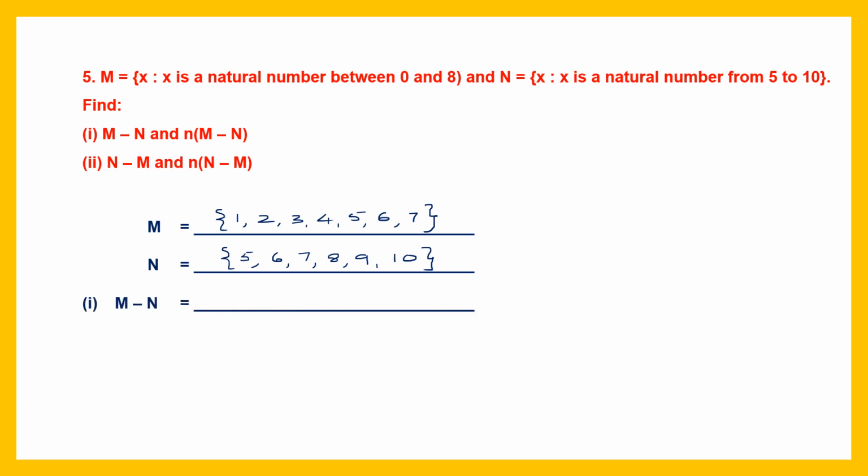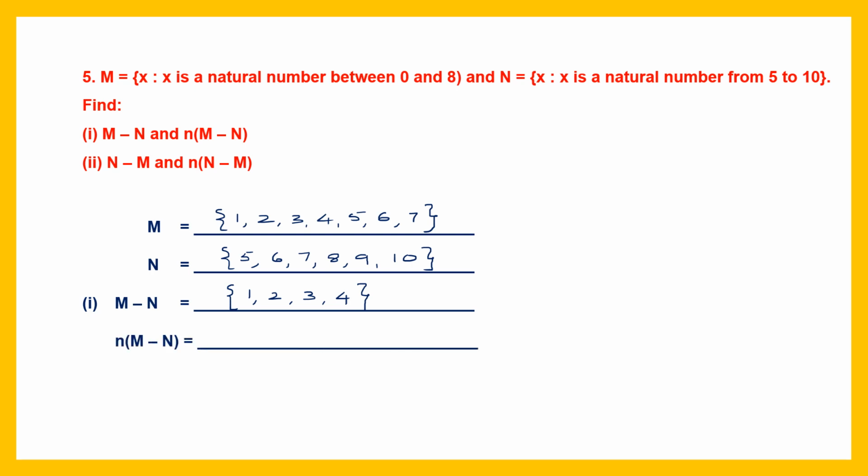First is M minus N. That means we write all the elements of set M which are not there in N. So let's see, 1, 2, 3, 4. These numbers are not there. So let's write 1, 2, 3 and 4. Now what about the rest? Now 5, 6 and 7 are there in N. So we cannot write them. So M minus N is 1, 2, 3 and 4. So these are the elements. So let's close the brackets here. So we found M minus N.